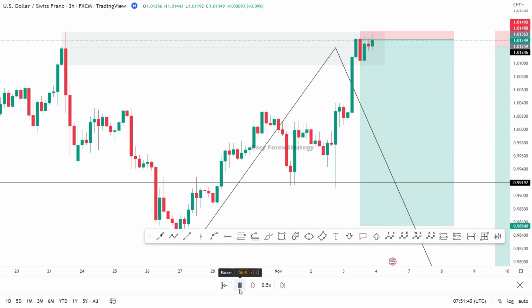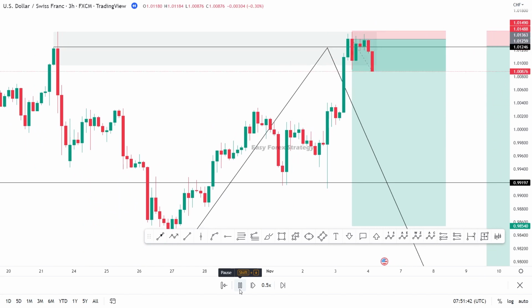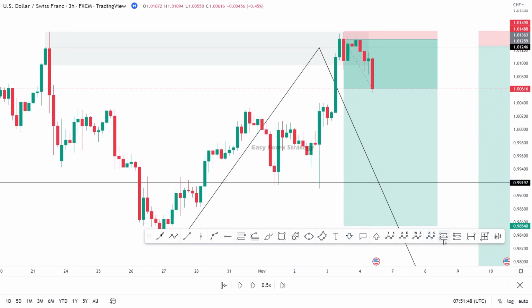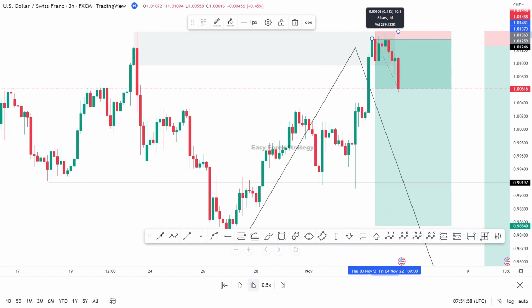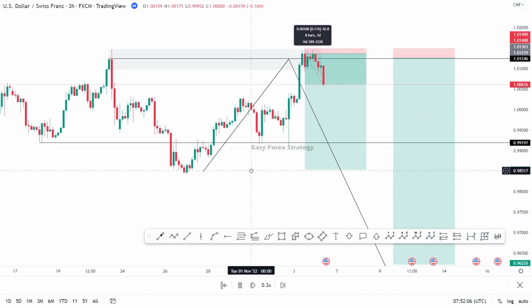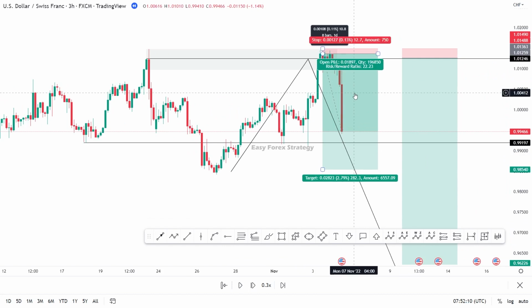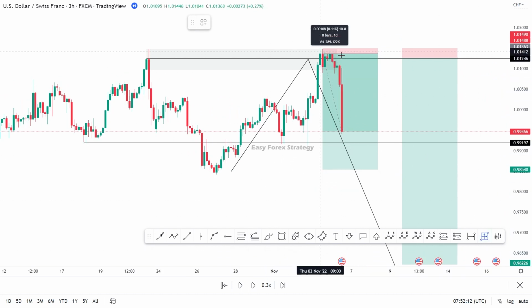As you can see, price is trying to push lower. And look at the stop loss. The stop loss was very, very small, around 10 pips. So let's move on. Let's play so that we can see how price did. Already you are in profit for just a mere stop loss. It's a very small stop loss.